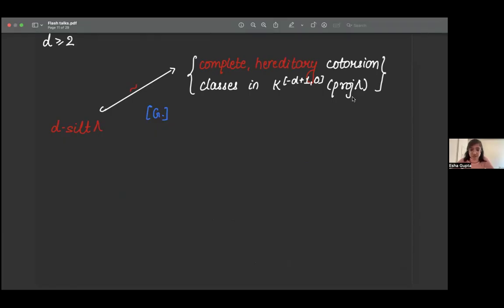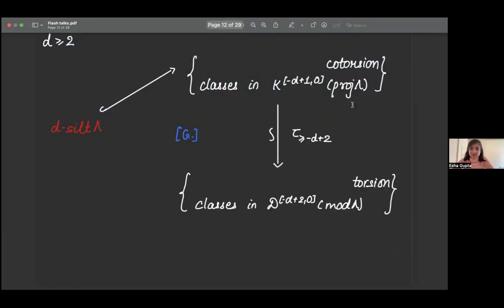And then we show that the truncation functor tau greater than or equal to minus d plus 2 gives a bijection between cotorsion classes in these longer homotopy categories and torsion classes in these new categories, which I call the truncated derived categories, which I'm going to define in a bit, such that this bijection takes complete hereditary cotorsion classes to functorially finite positive torsion classes. And so we again get this commutative triangle of isomorphisms of posets.